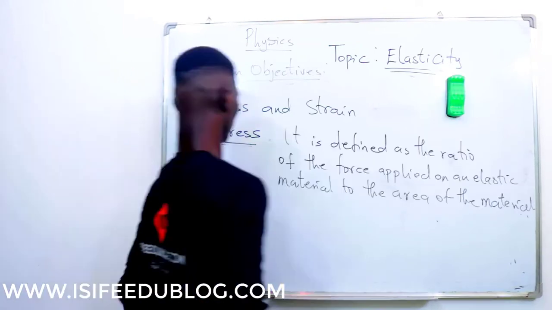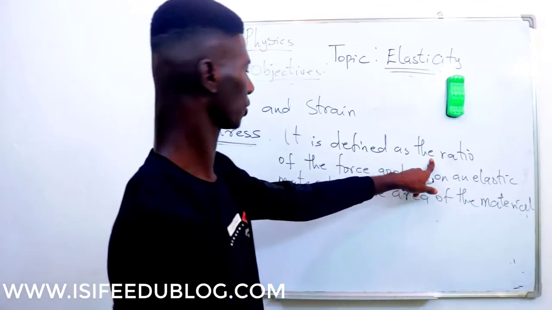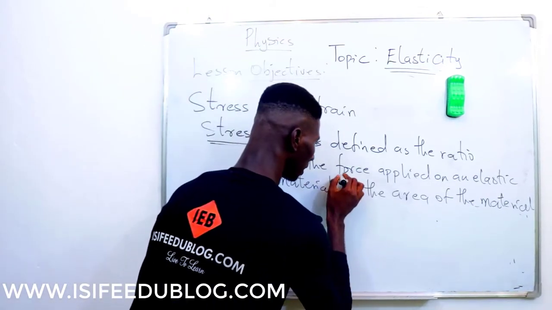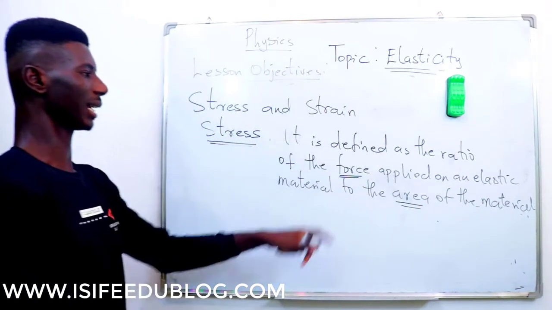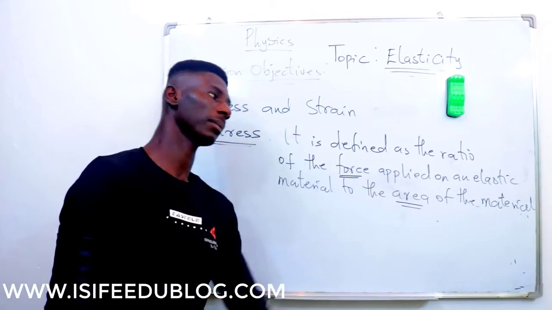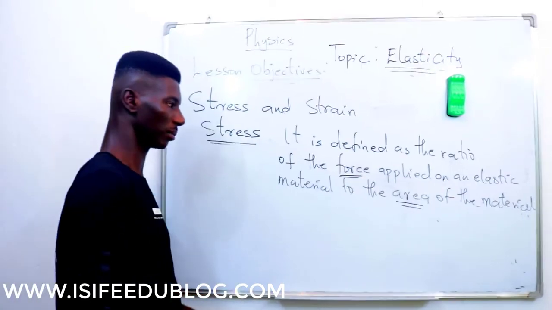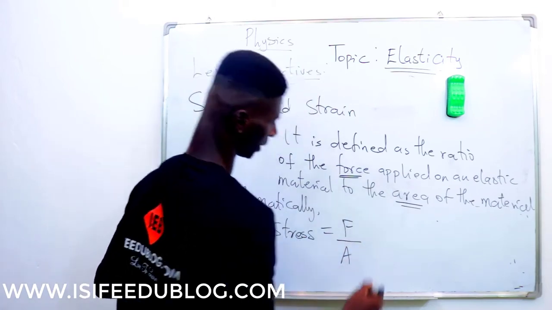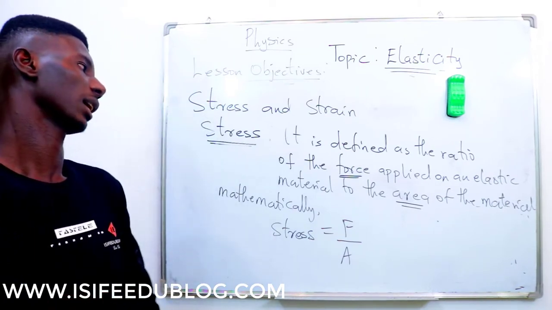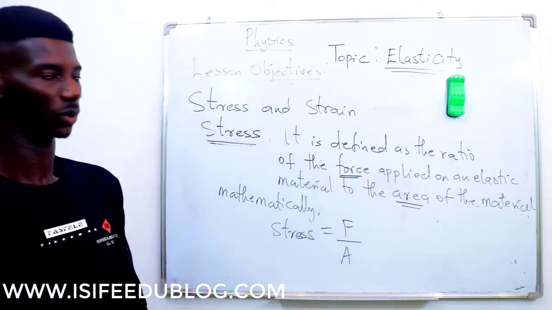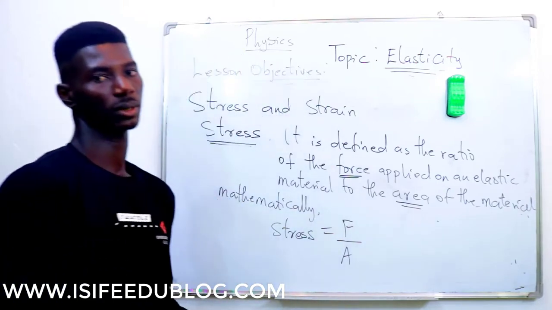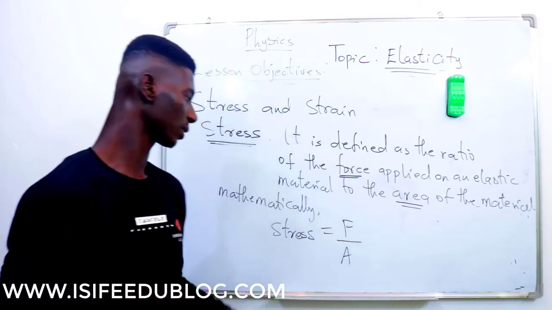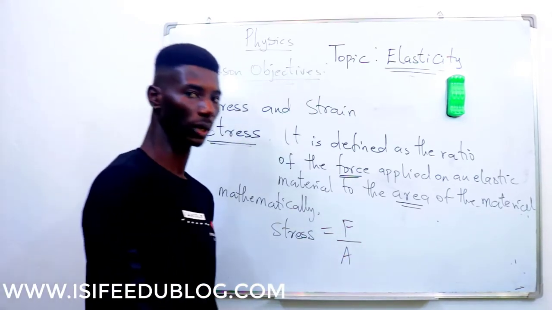Now, what is stress? Stress is defined as the ratio of the force applied on an elastic material to the area of the material. So our main focus is on the force and the area. In some textbooks, it is the force divided by the area of the elastic material. There is no difference. Division means ratio. So mathematically, stress is given as force over area. This formula applies to tensile stress and also to compressive stress. No matter the question they use, compressive or tensile stress, this is the formula to use: force over area. We are going to see questions on this very soon.